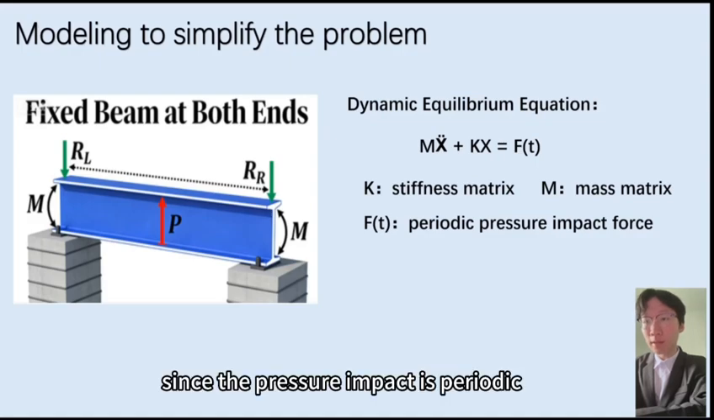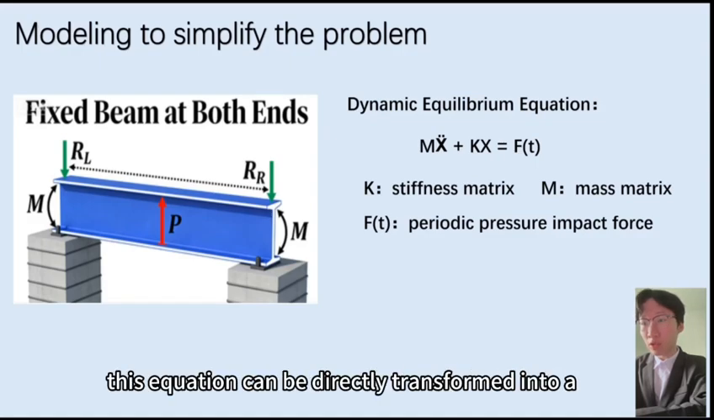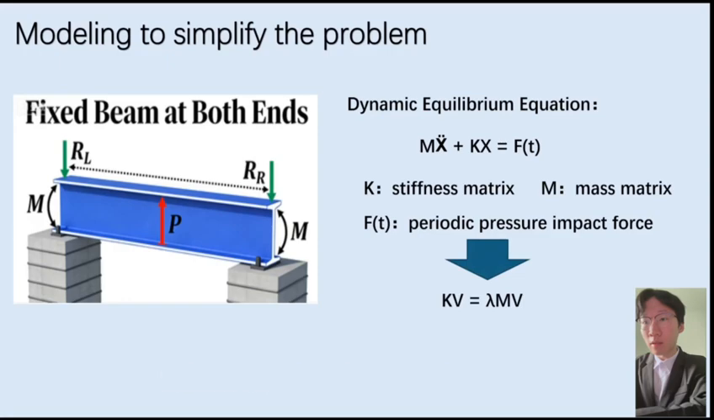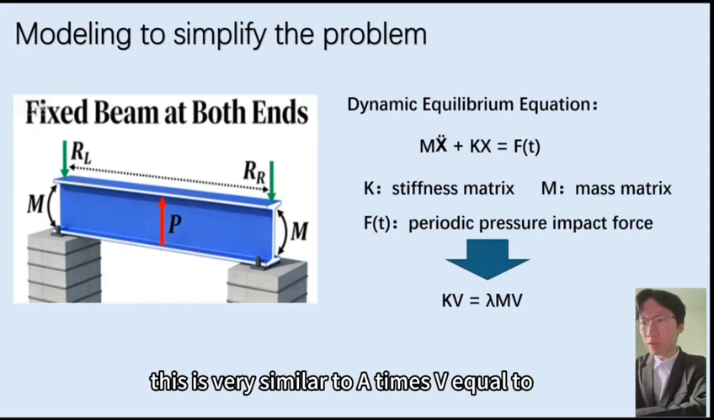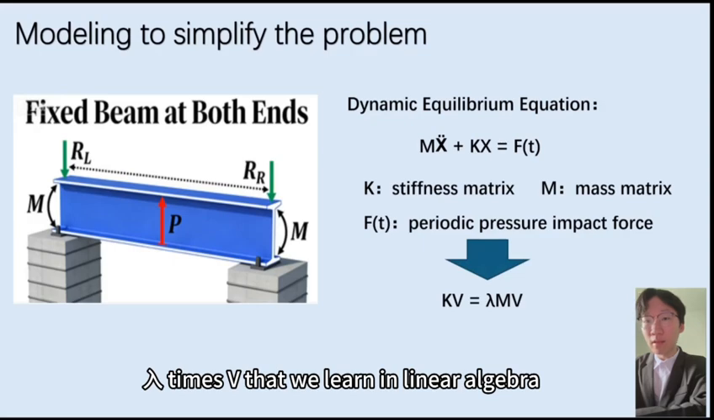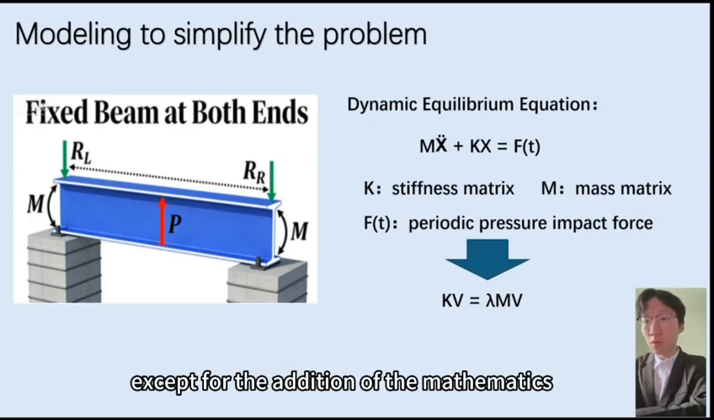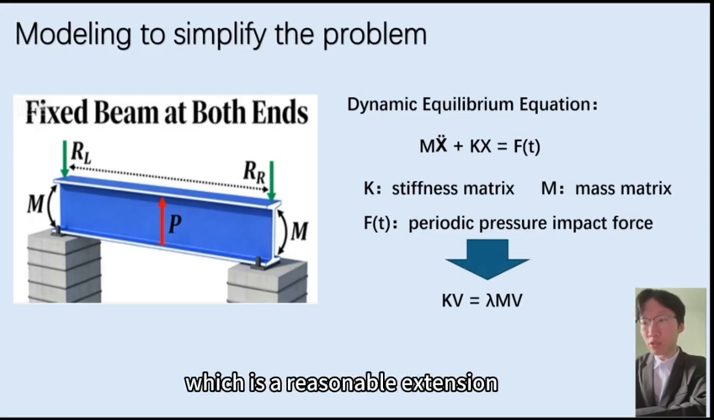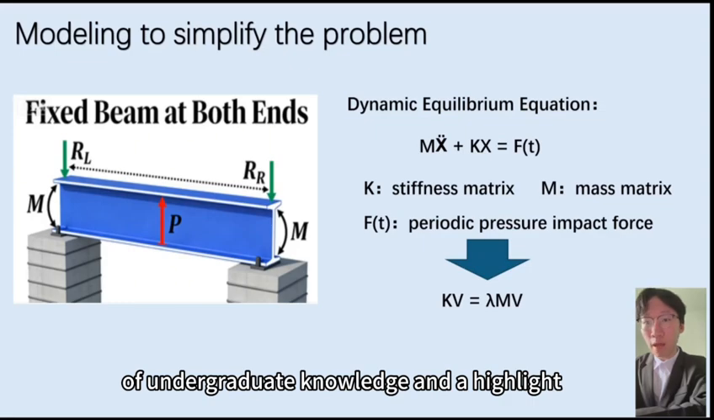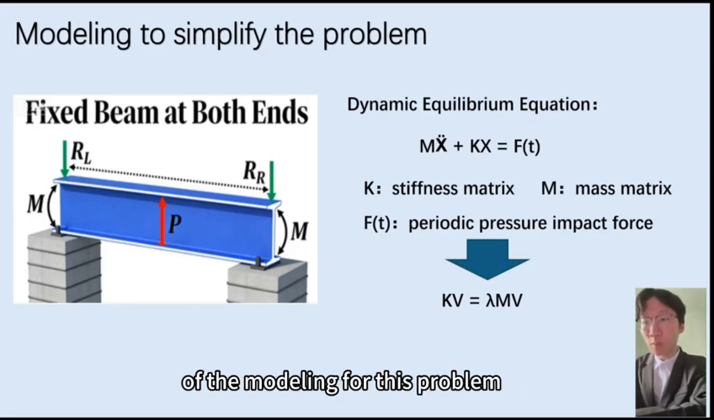Since the pressure impact is periodic, this equation can be directly transformed into a generalized eigenvalue problem: K times V equal to lambda times M times V. This is very similar to A times V equal to lambda times V that we learned in linear algebra, except for the addition of the mass matrix M. This is because inertia must be considered in vibration, which is a reasonable extension of undergraduate knowledge and a highlight of the modeling for this problem.